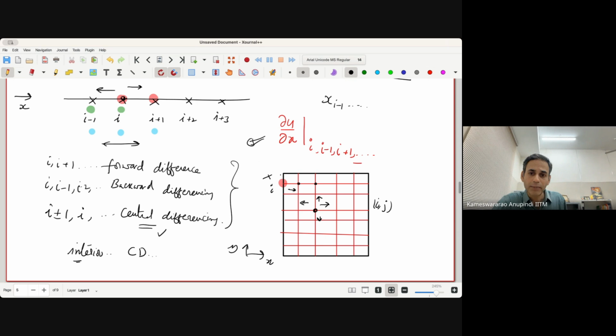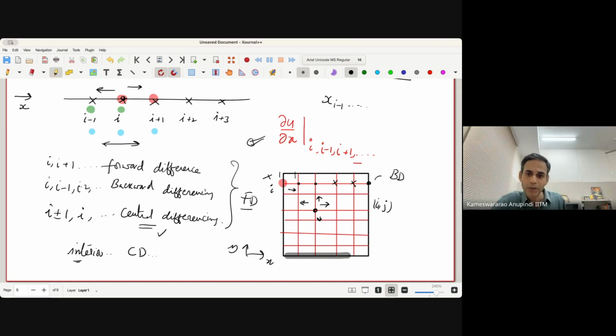So at this boundary, or even at interior points, you have data available in only one direction. For example, here I can only make use of forward differencing to calculate derivatives. Similarly, if I am here, I can only make use of i minus 1, i minus 2, and so on. That means I can only make use of backward differencing.